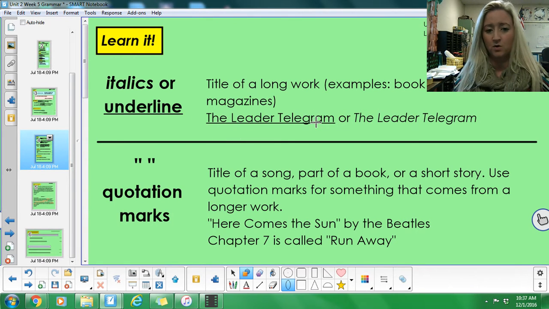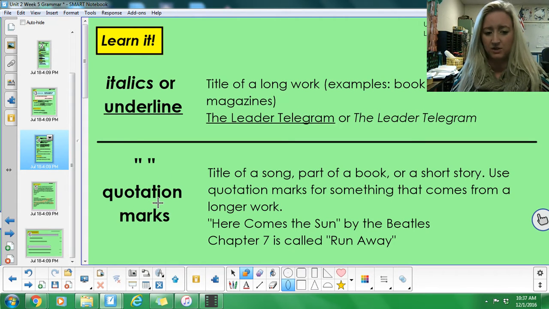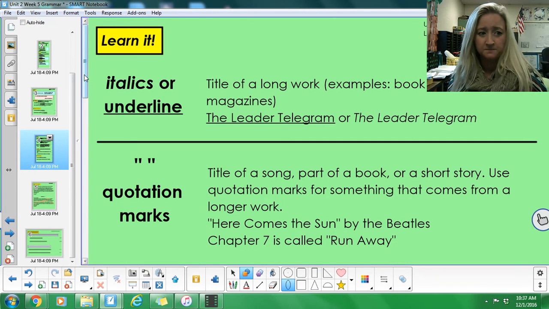Or here we have the whole newspaper is called the Leader Telegram. So you can choose underlining or italics. You'll see italics quite a lot though. If it's a section within the bigger piece, like maybe I have an article in the Leader Telegram, that's when I use quotation marks. You can also see quotation marks if it's a title of a song, or maybe it's a section within a book.